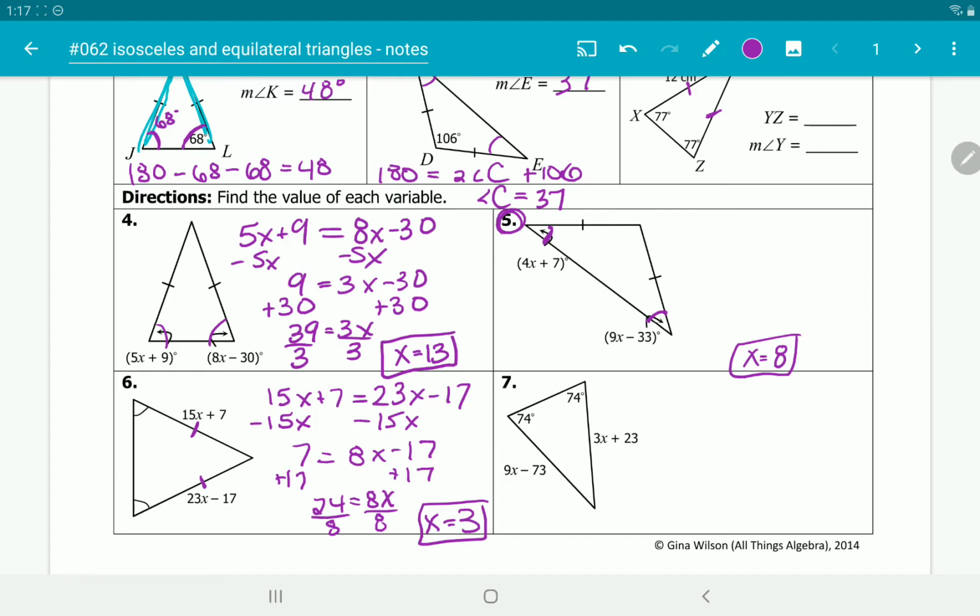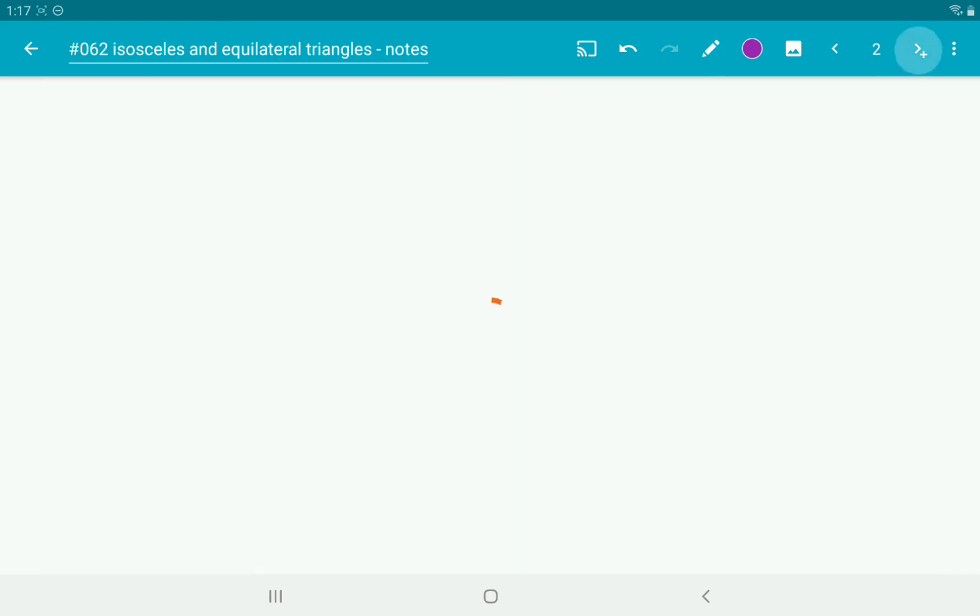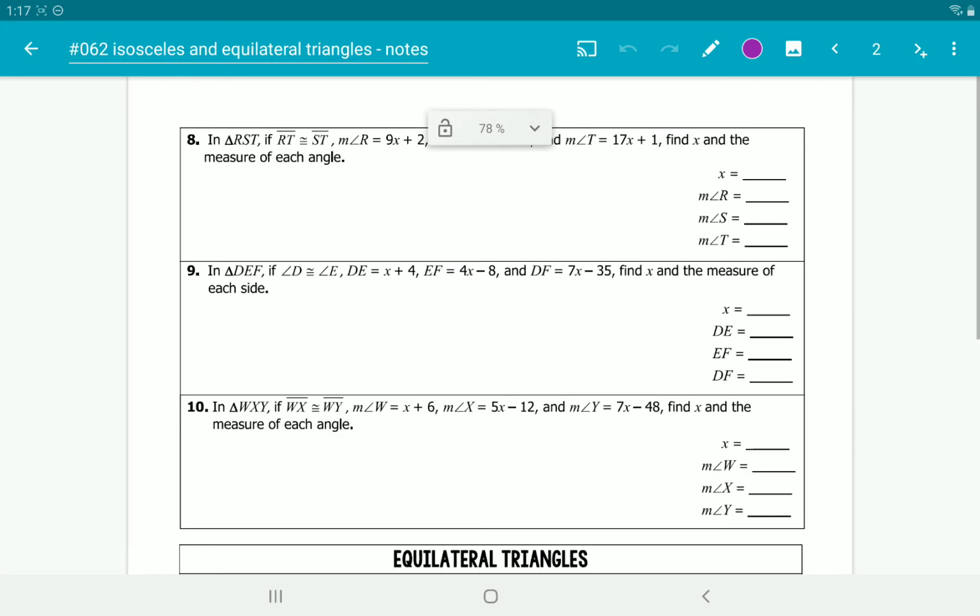Okay, so same way on this one. Since these two angles are the same, that means that these two sides are the same. Put an equal sign in between them, solve for x. Go ahead and pause and do it now. Okay, so I am not going to actually show you what your answer should be on that one. So we're going to go on to the next page.